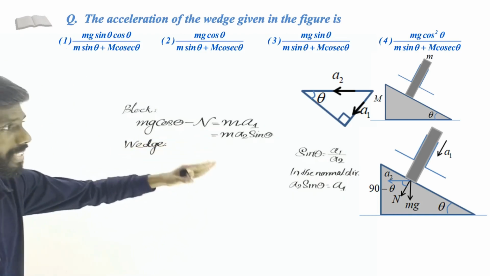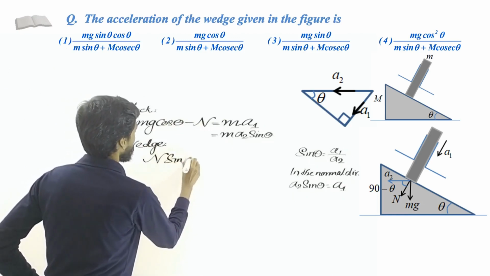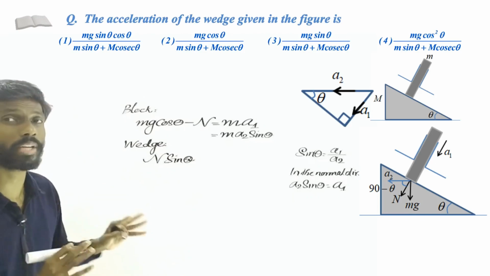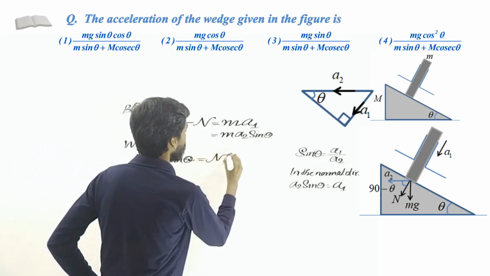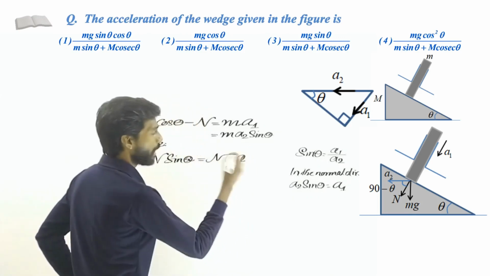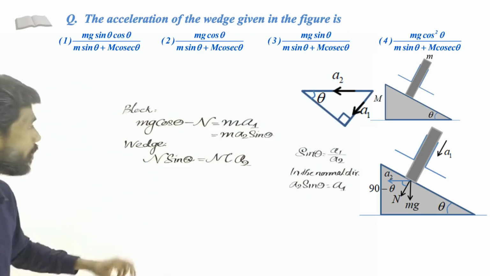90 minus theta, right? That means sin theta, so that is N sin theta. This is the normal component in the horizontal direction, and that is the only force in the horizontal direction. So that must be equal to mass times the acceleration of the wedge, that is A2. That's all. These are the only two equations. Let us solve these two to get the value of A2.